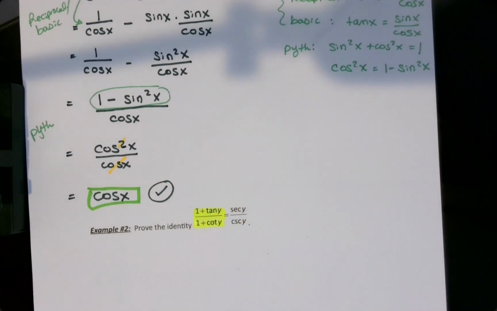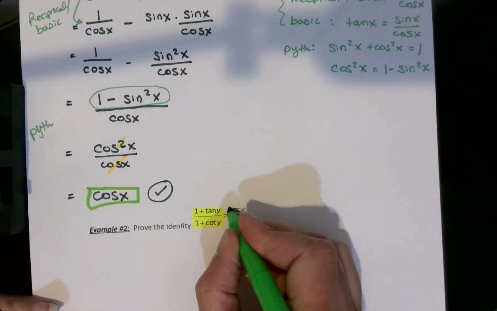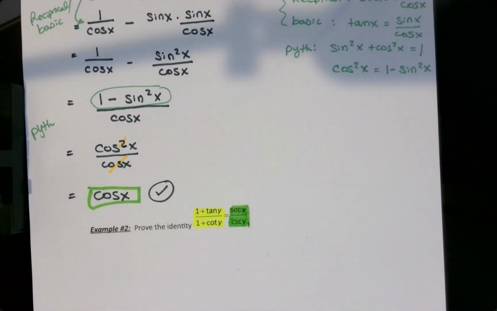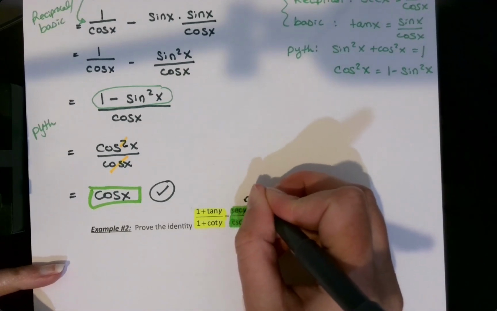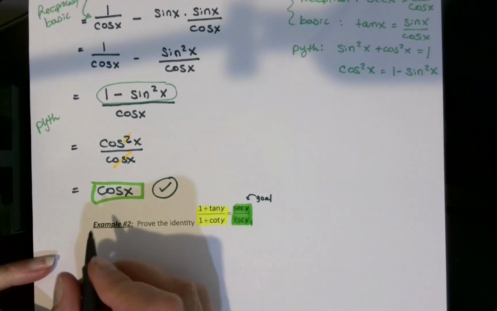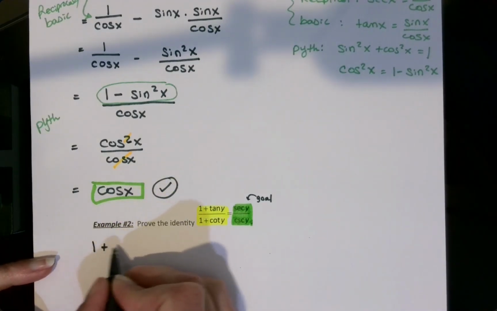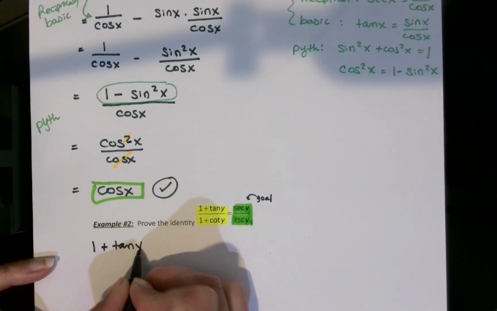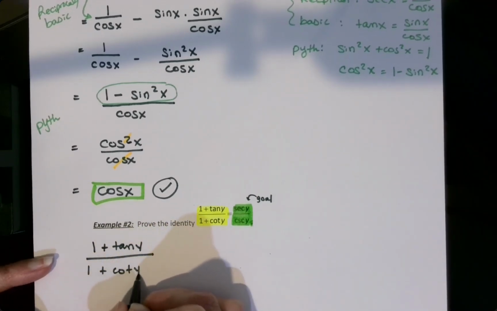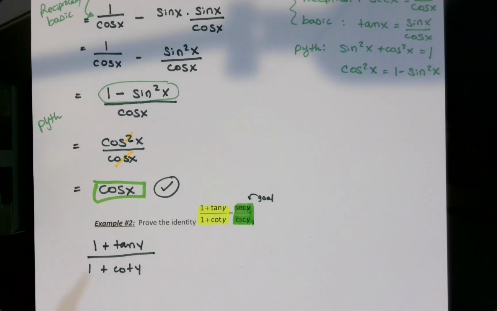I'm going to work on that left-hand side again with the goal of getting this to equal secant y divided by cosecant of y. Again, that's going to be our goal. So working on the 1 plus tangent of y over 1 plus cotangent of y. Well, I need to get secants and cosecants, not tangents and cotangents.